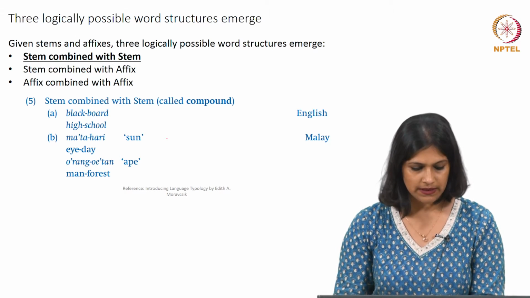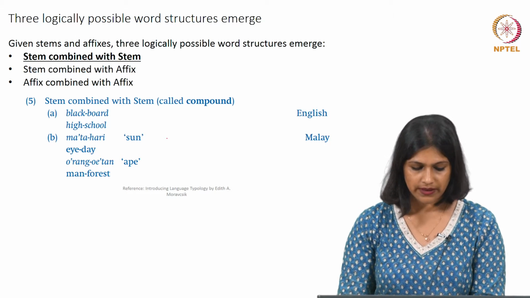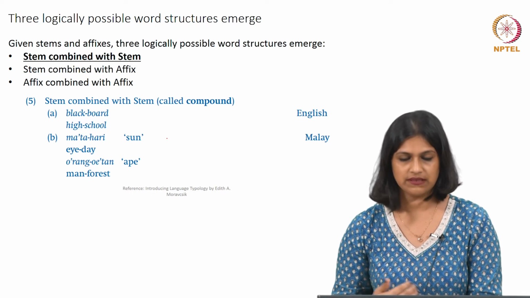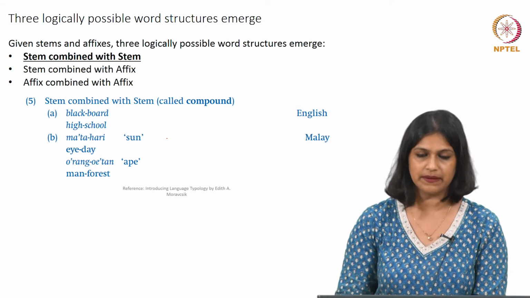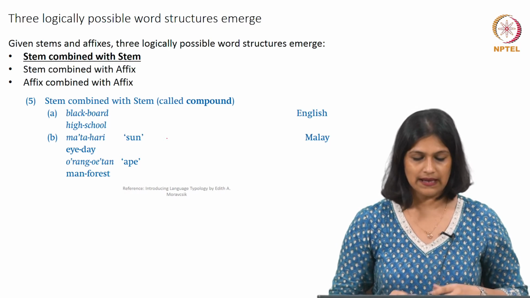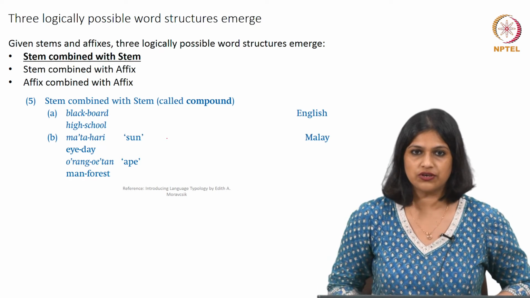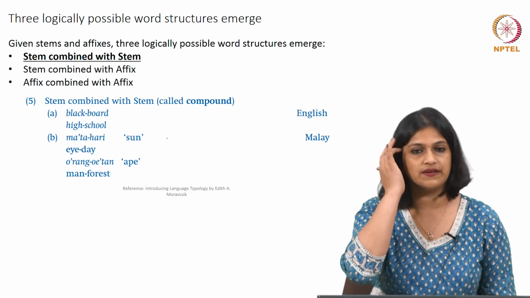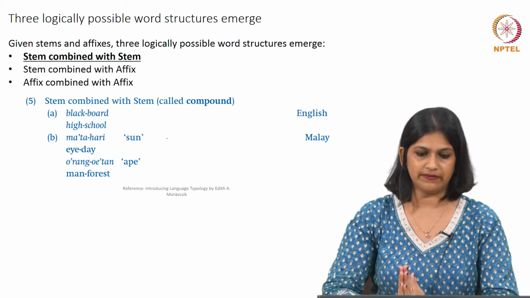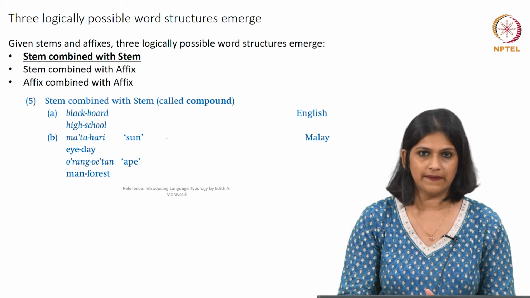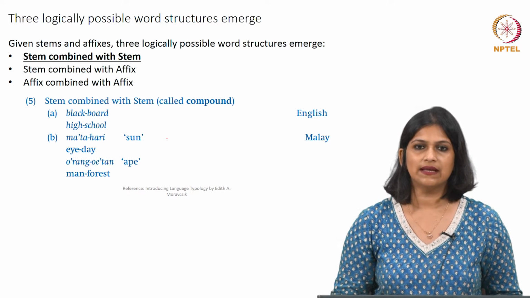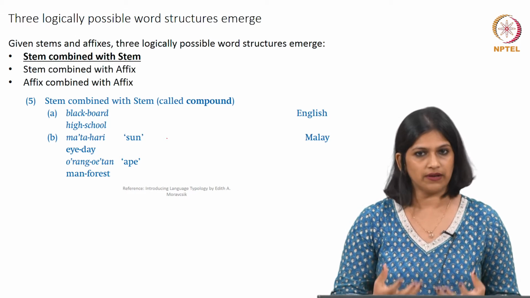So, the apes, orang utan. Orang means man, utan means forest. So, together this becomes ape. English and Malay, these two languages for sure allow the first type, when the stem is combined with the stem, and these are the compound words. When two independent stems are joined together, we call it compound words.